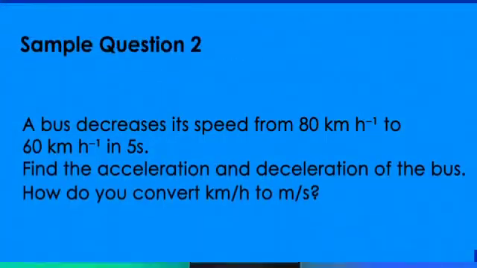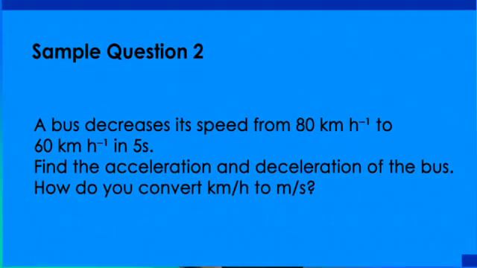Question number 2. A bus decreases its speed from 80 km per hour to 60 km per hour in 5 seconds. Find the acceleration and the deceleration of the bus. Solution. In the question, the unit of speed is kilometer per hour. So we have to convert kilometer per hour to meter per second. How do we convert kilometer per hour to meter per second?